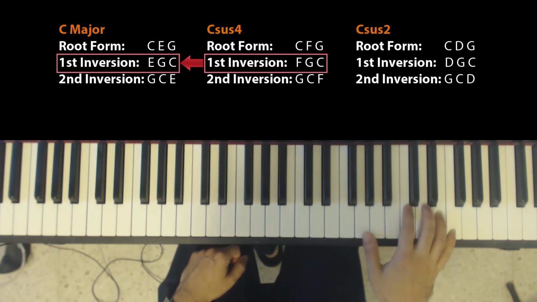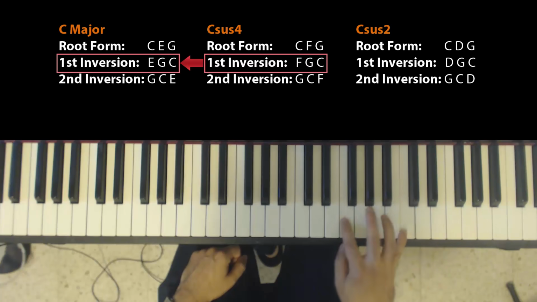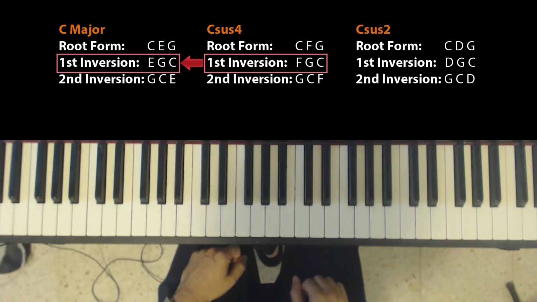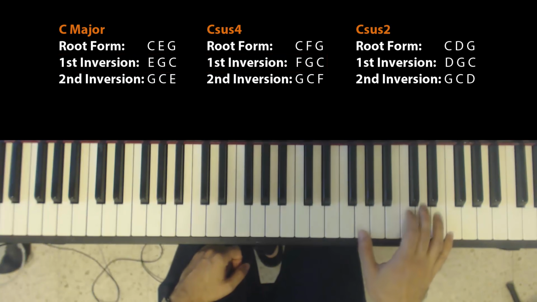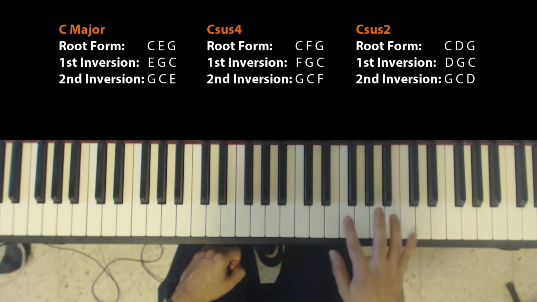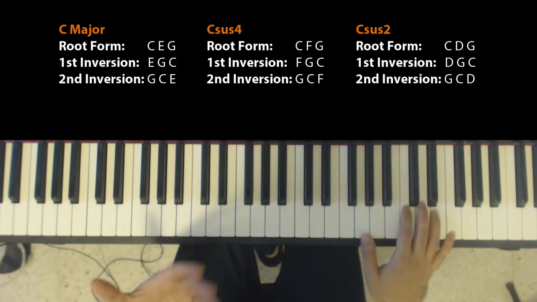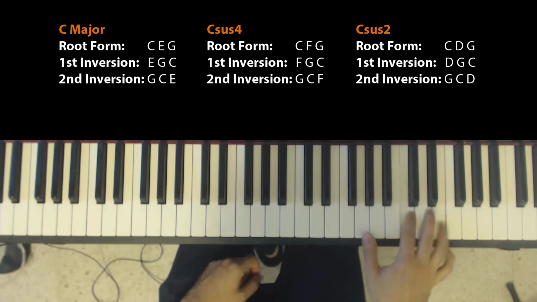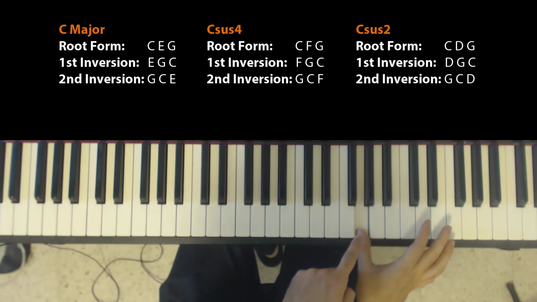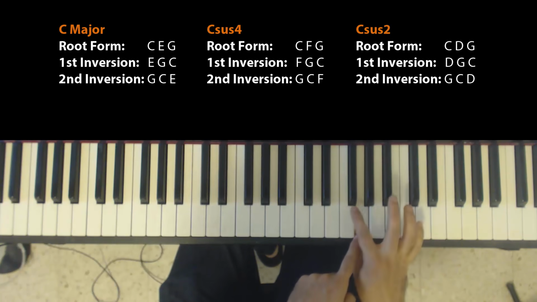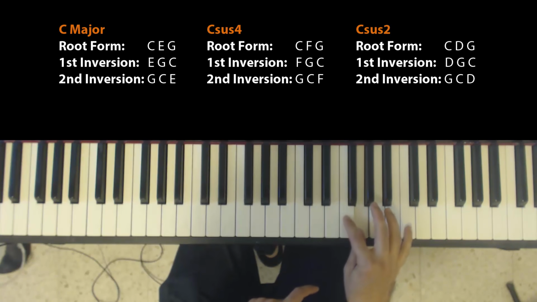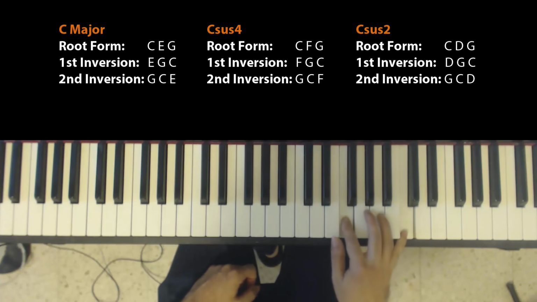Let's play this all together. And again slowly. Notice how I pivot over the thumb. Once my thumb hits the G, my second finger pivots over it, and then the second finger and the fifth finger hit F and C simultaneously.